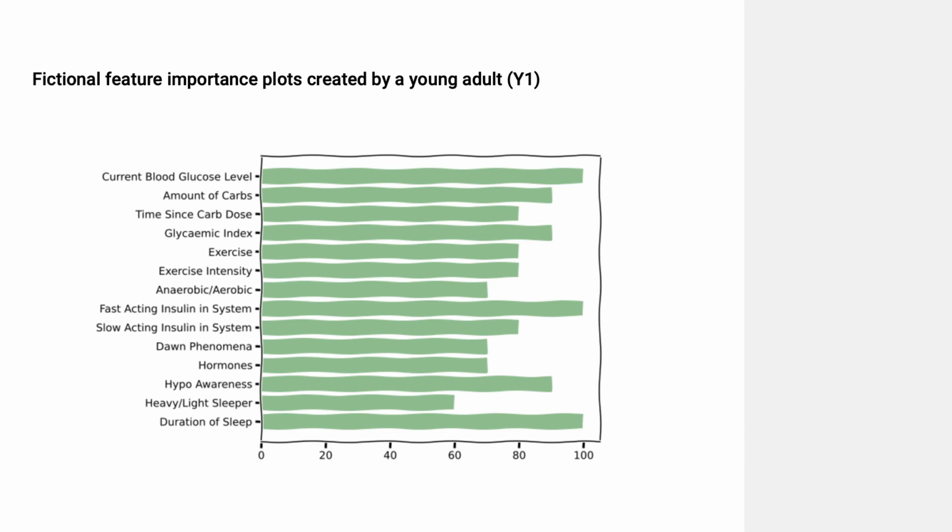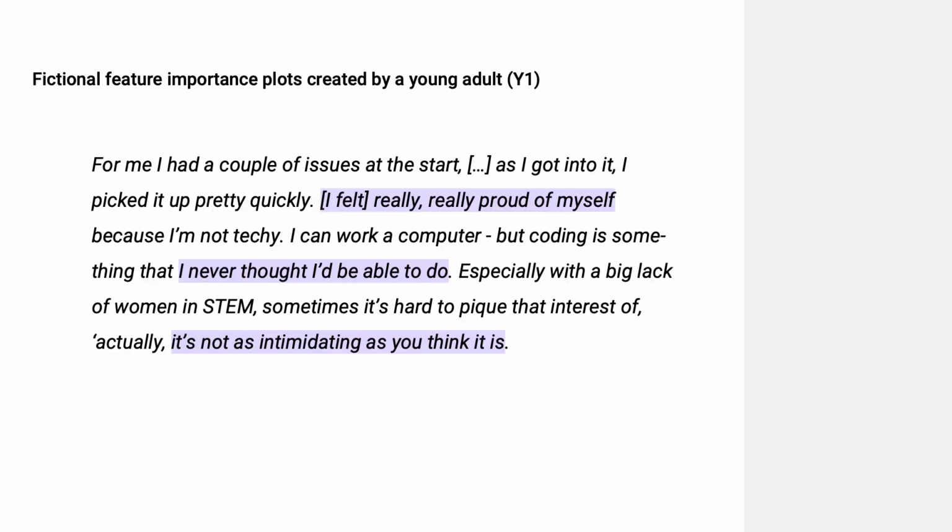One young adult created the following feature importance plot, including features such as blood glucose levels, carbs, exercise, hormones, and sleep. She described how the last co-design activity supported a sense of achievement. Quote, "For me, I had a couple of issues at the start. As I got into it, I picked it up pretty quickly. I felt really proud of myself. I can work a computer, but coding, it's something that I've never thought I would be able to do. Actually, it's not as intimidating as you think it is."